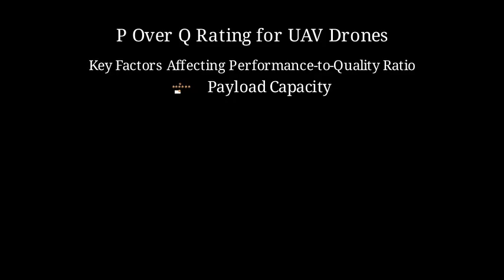Next, flight endurance or flight time is the second factor. Flight endurance tells us how long a UAV can stay aloft on a single battery or fuel load. Greater endurance extends mission range and coverage, but heavier batteries and power management systems affect overall quality and system reliability. Efficient power electronics and energy control are essential.